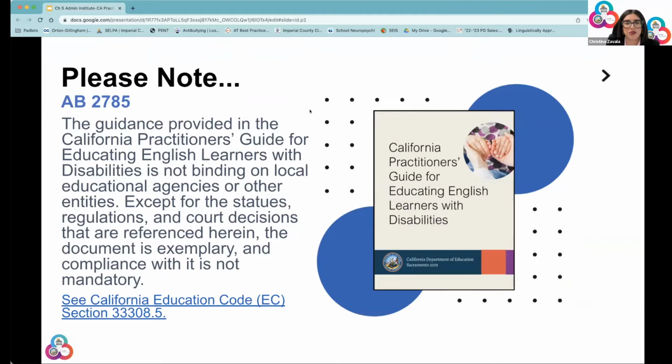Again, our guiding and grounding resource is the California Practitioner's Guide for Educating English Learners with Disabilities. This was comprised by a number of experts across the state of California coming together to provide guidance to LEAs and best practices in serving students identified as English learners with a disability. This is not a binding document, but it provides excellent guidance and best practices as we serve the unique needs of our English learners, and it references education code throughout the document.